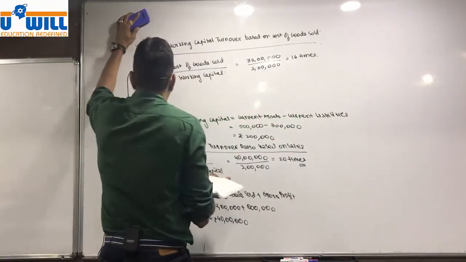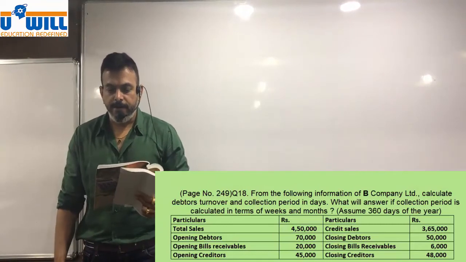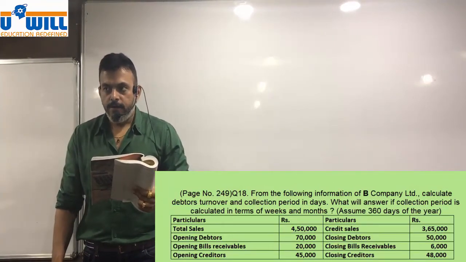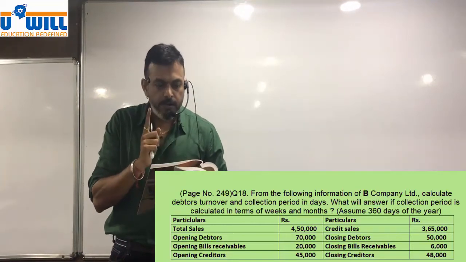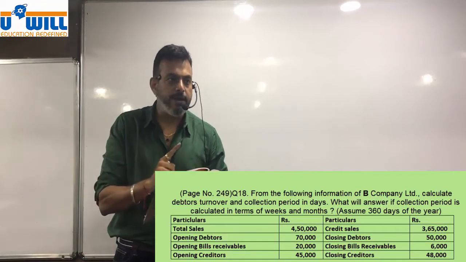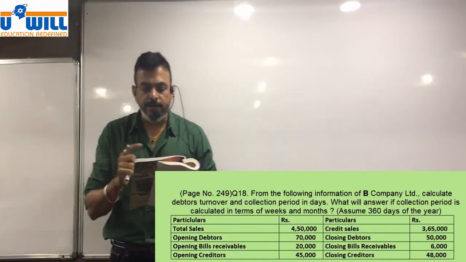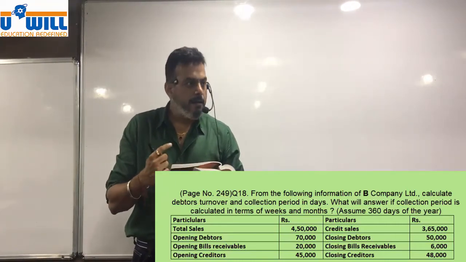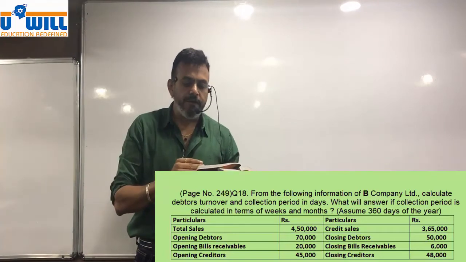Question number 18. From the following information of B Company Limited, calculate debtor turnover and collection period in days. Now we have to calculate debtor turnover and we also have to calculate collection period in number of days. What will be the answer if collection period is in terms of weeks and months? We have to find all three. Assume 360 days of the year.